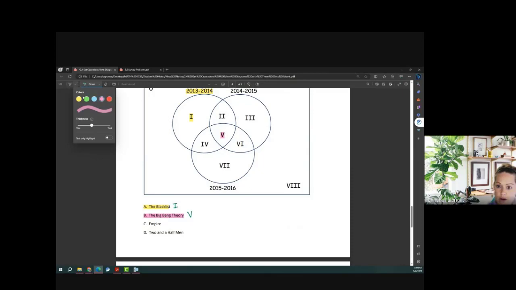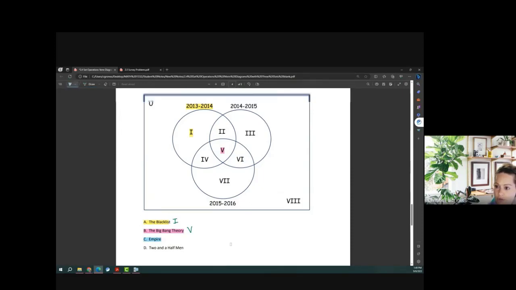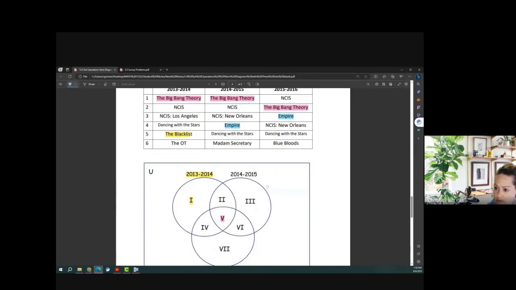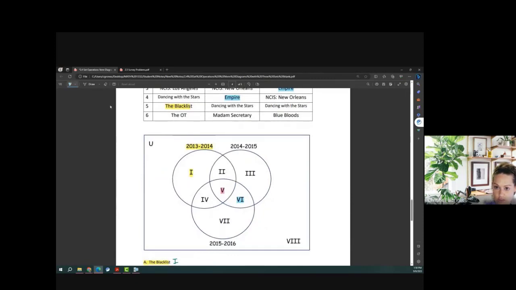Okay. Empire. Let's look at our table, and we see that Empire is on 2014 and 15, and then 15 and 16. So this is on this second circle and then our bottom circle. So where those two intersect, they intersect in this entire football, but this middle piece has that first set included, and we only want the last two sets. So it would be in region 6.